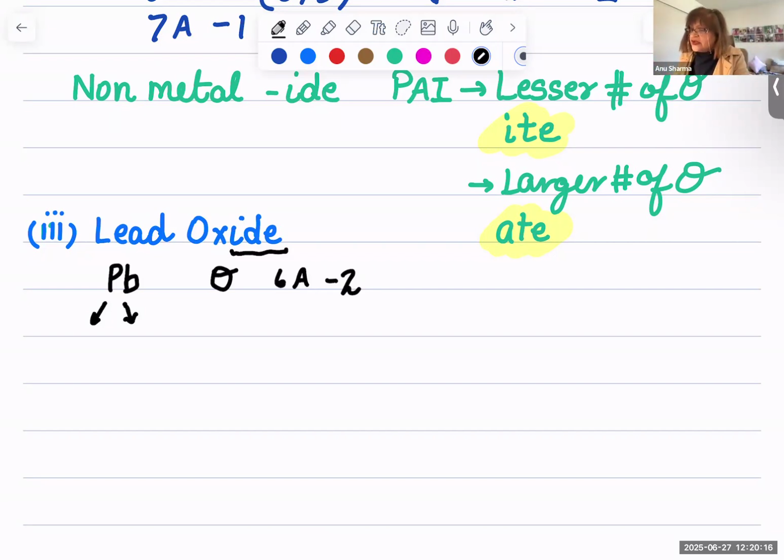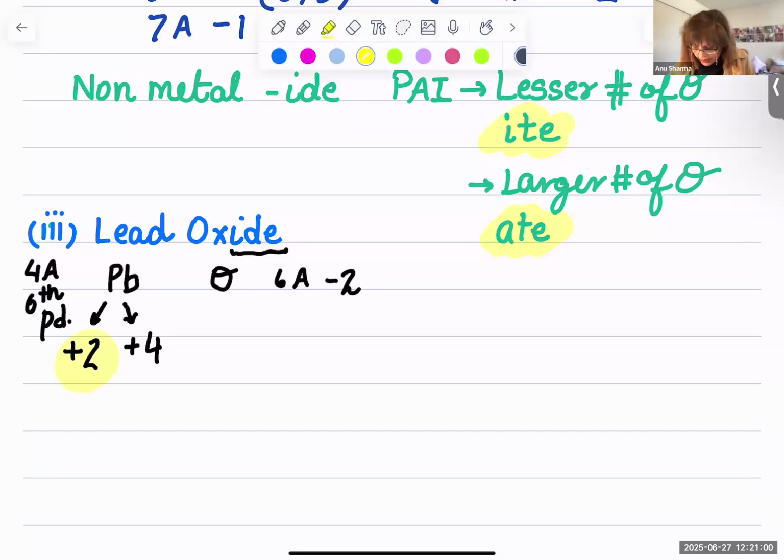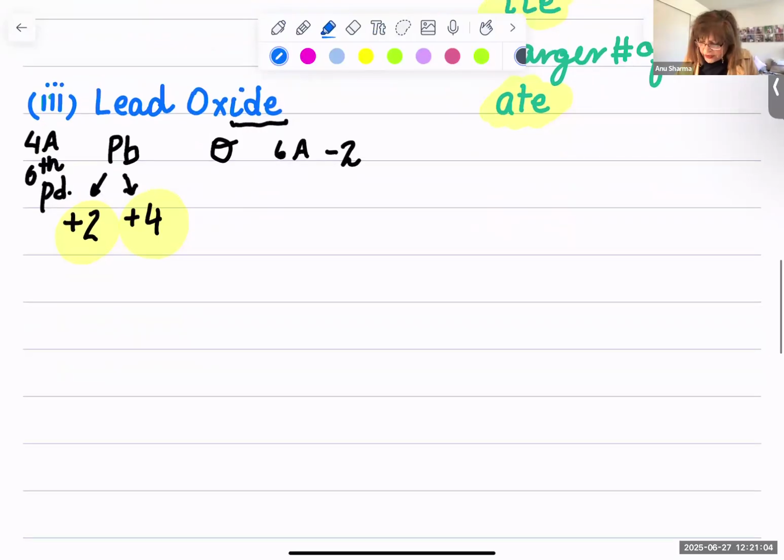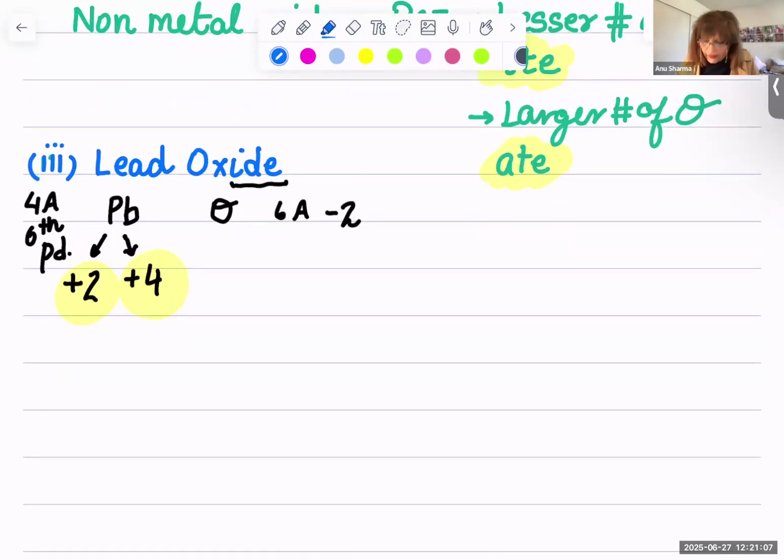You can see here that lead belongs to group 4A, and it is in the sixth row, or period. So it's in group 4A, sixth period, which means it's a D block element. Double check from the table, I'm not expecting you to remember. But after some practice, you will remember that lead can exist in +4 and +2 states. Now, since it's not mentioned whether it's lead +4 or +2, we will have to look at both options.